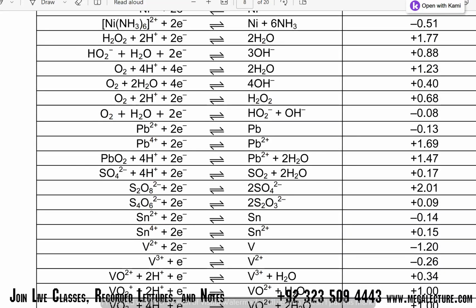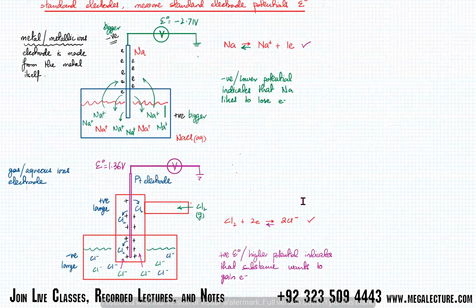So let's just summarize. That's just the very basic concept, and that's pretty much it. The rest is all about how to answer questions and the details. But the basic idea is you just have to remember this: negative or lower potential indicates that it wants to lose electrons. Higher potential indicates that it wants to gain electrons. That's the whole idea. So that's pretty much the whole summary of what electrochemistry is. There's a lot of details, and we're going to talk about those details moving on.